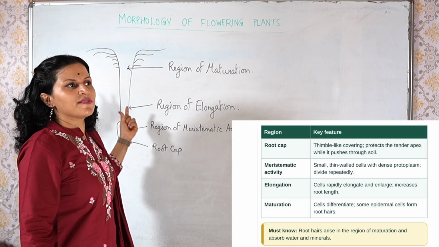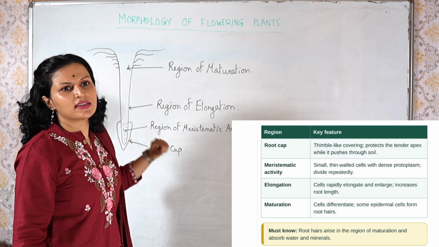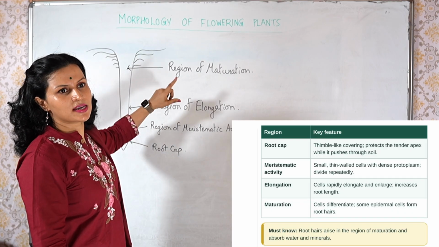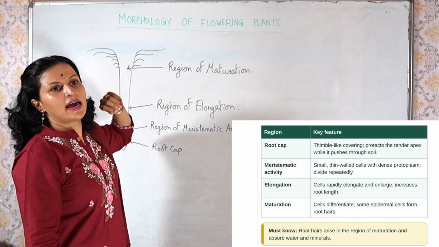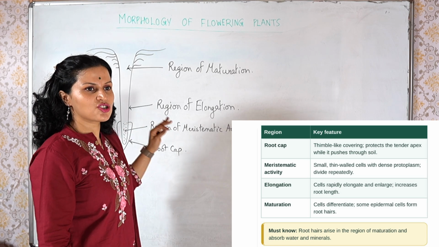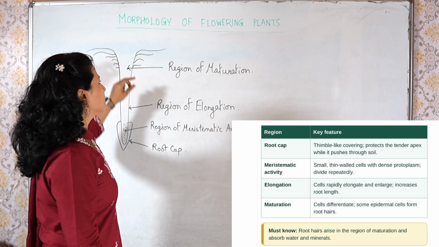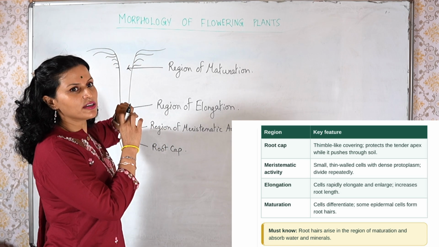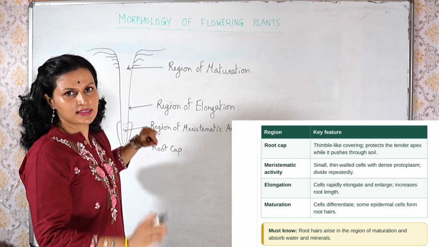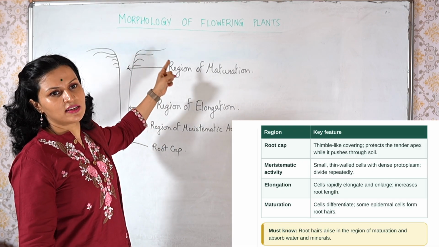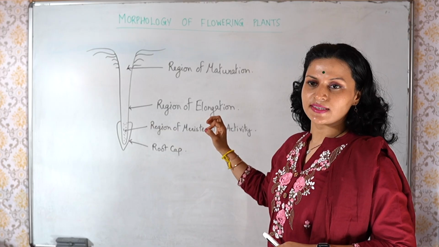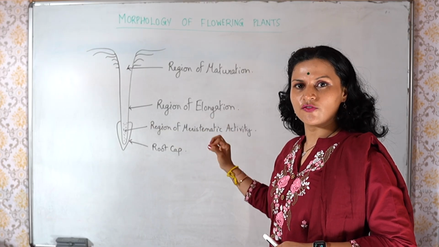Here, the cells have undergone differentiation, that is, they have become permanent cells from meristematic cells and they have attained a fixed size, shape, structure and function. Some of the cells on the outside have elongated in the form of root hairs. Root hairs are unicellular in nature. Remember that. The function of the root hairs is that they are involved in the absorption of water and minerals.